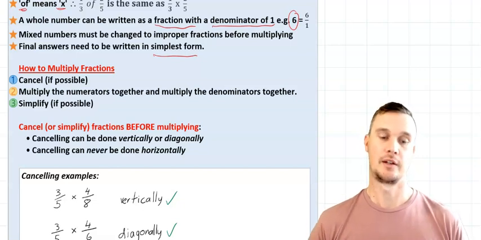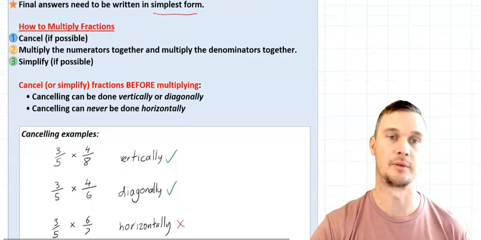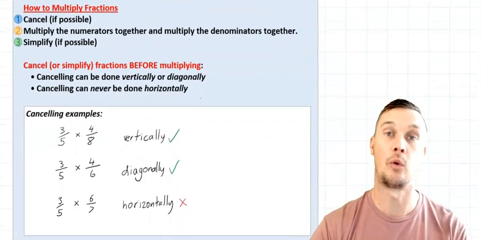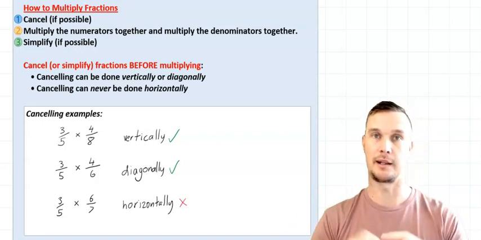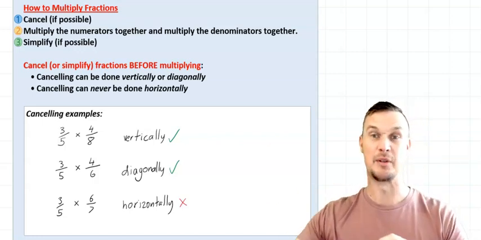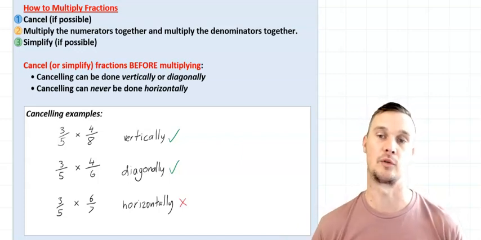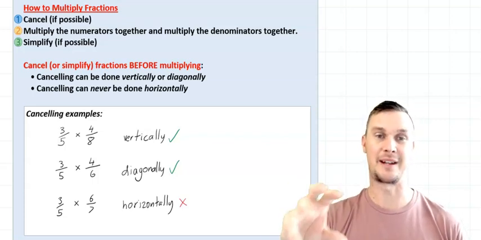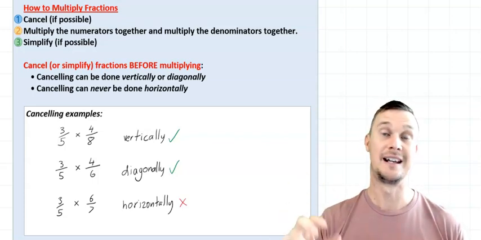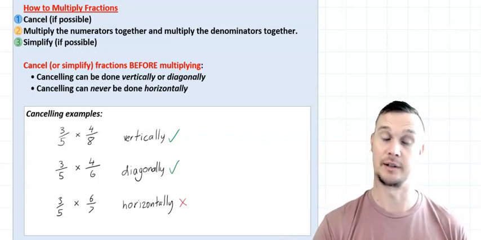So what we're going to look at quickly is how to cancel, or what we mean by simplify, before we multiply. The reason for this is that if we're multiplying, we're going to get big numbers, and we always want to make sure our fractions are in simplest form. If we can simplify or cancel before we get to that point, it really helps us in the end by having a simpler fraction.